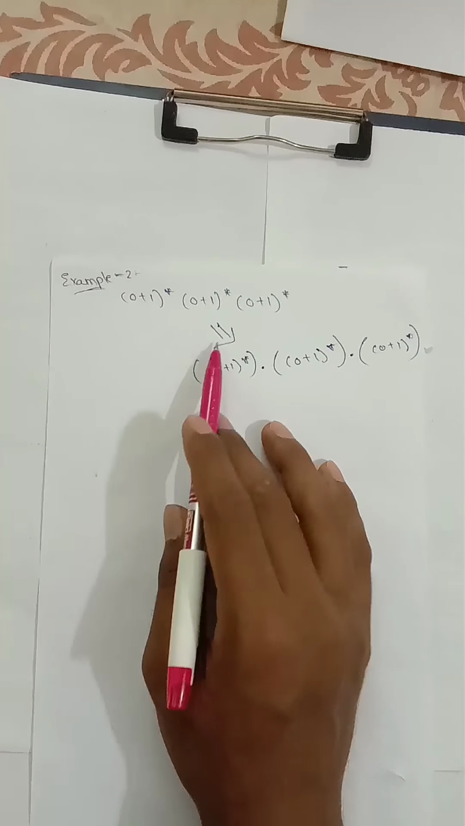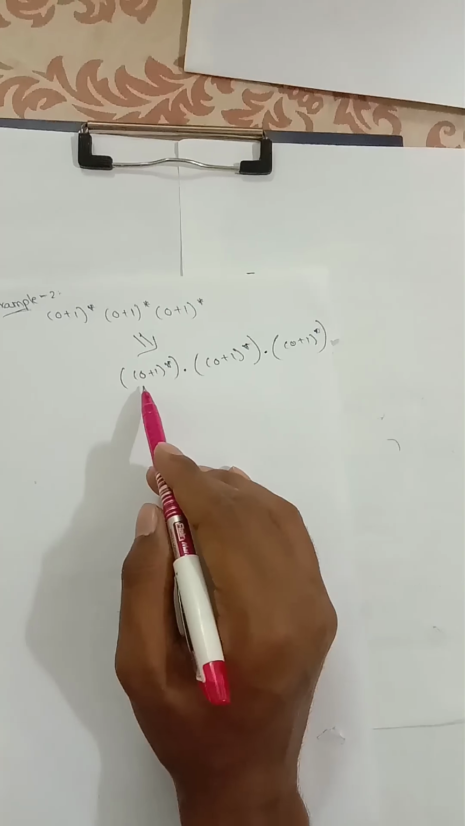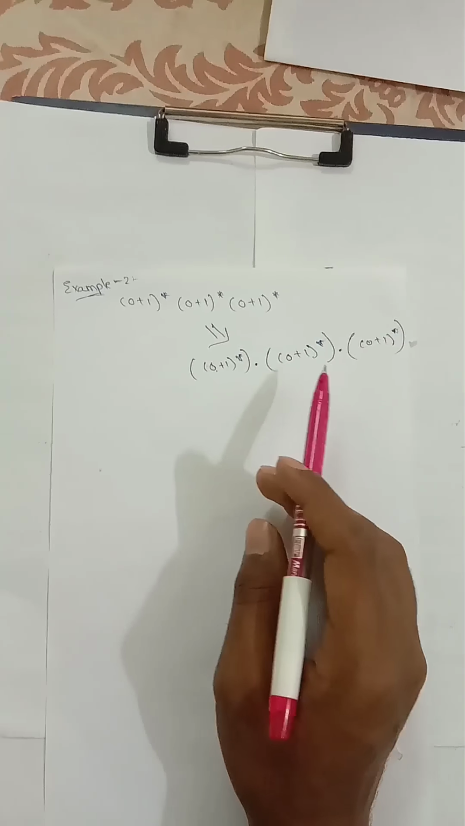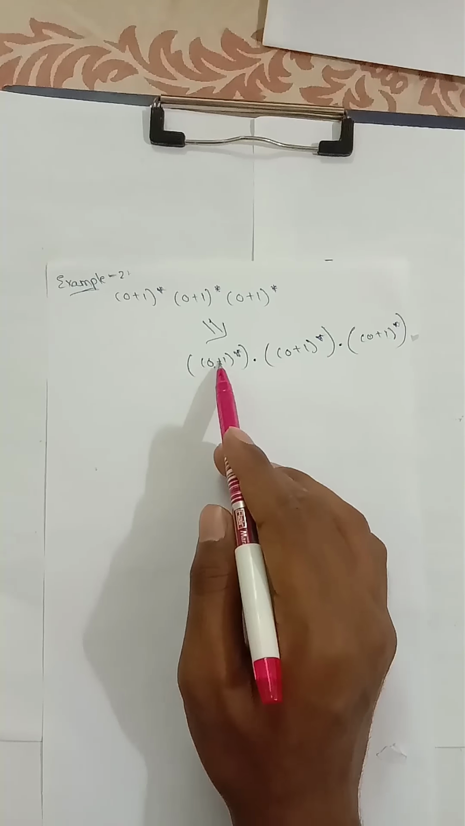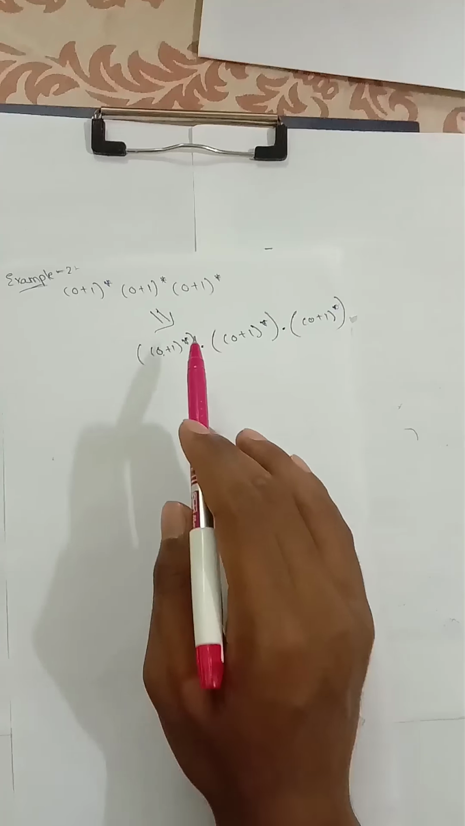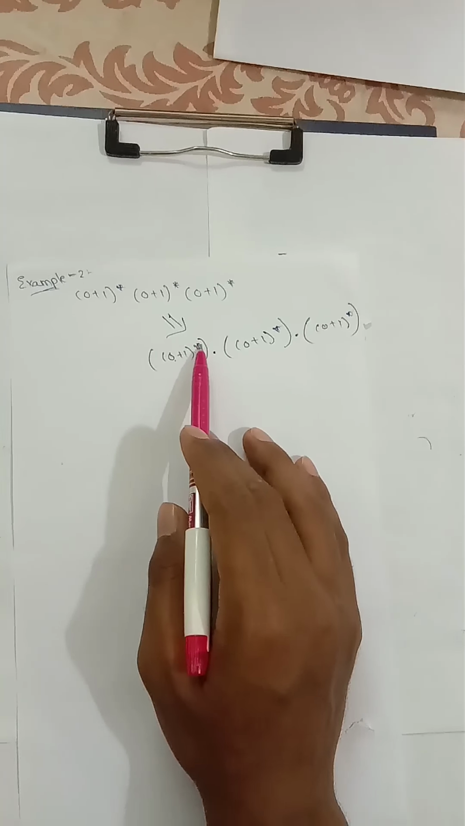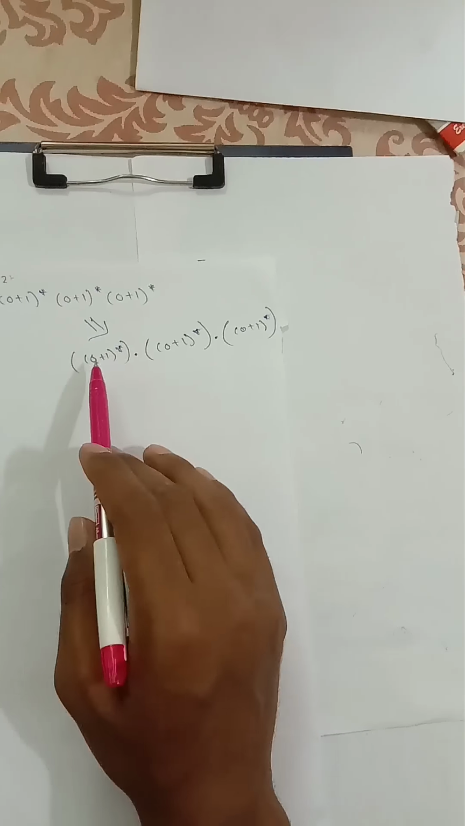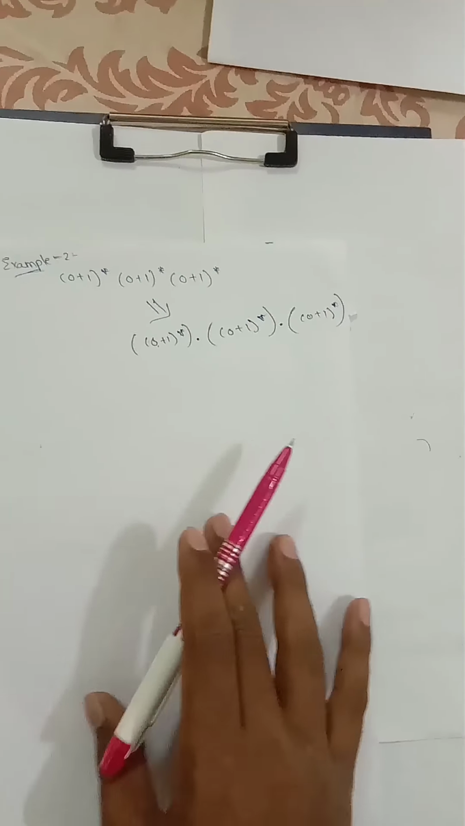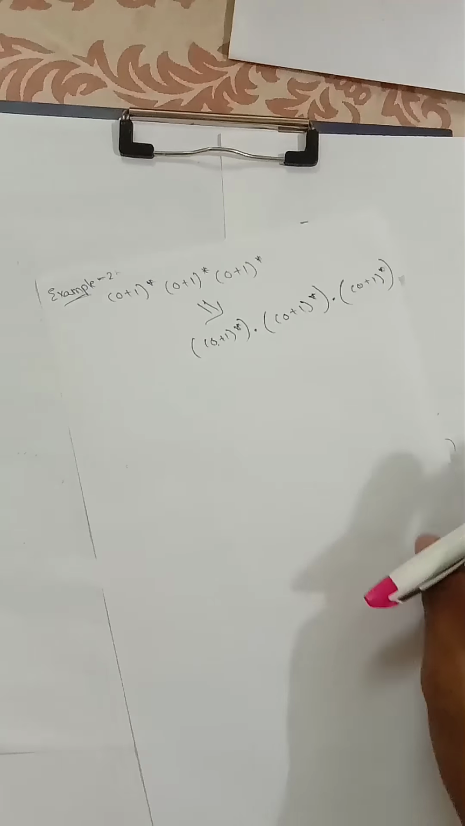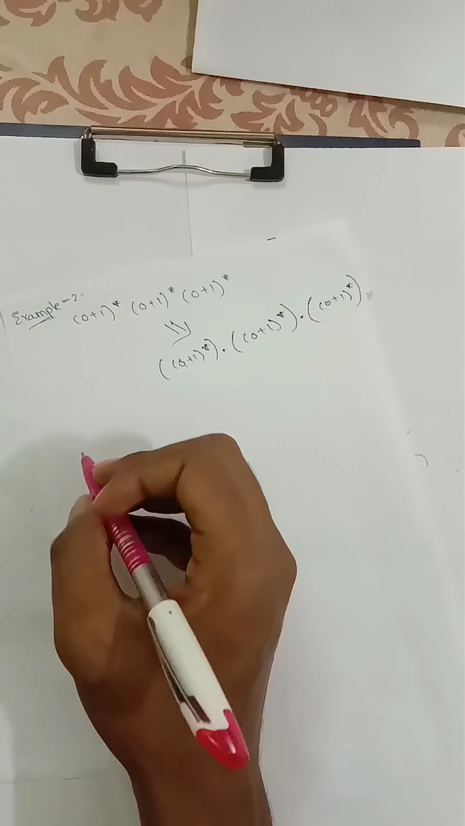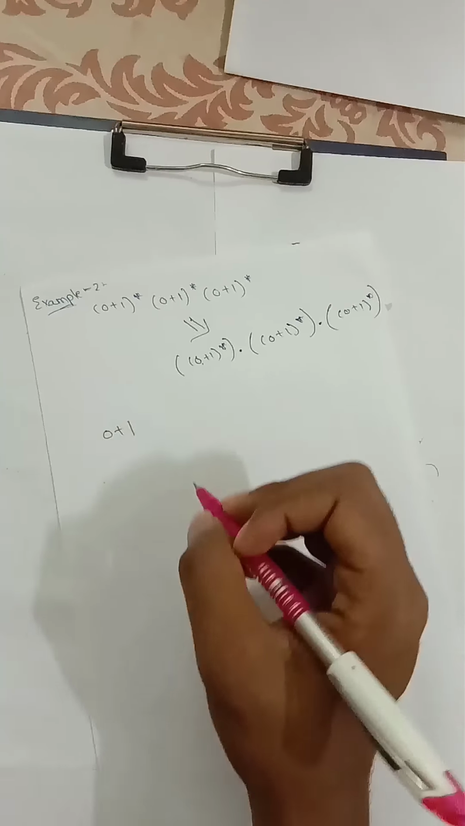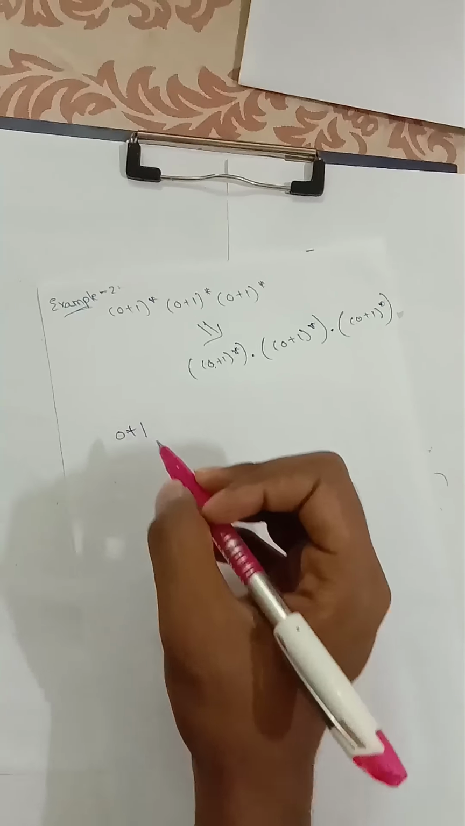If we see this, we can understand that only the expression 0 plus 1 whole star is repeating 3 times. So first draw an automata for 0 plus 1, then apply star to it, 0 plus 1 whole star, and then add concatenation to the 0 plus 1 whole star 3 times. So let us move on to draw an automata for this expression. In step 1, first draw an automata for 0 plus 1. Only draw an automata for 0 plus 1.